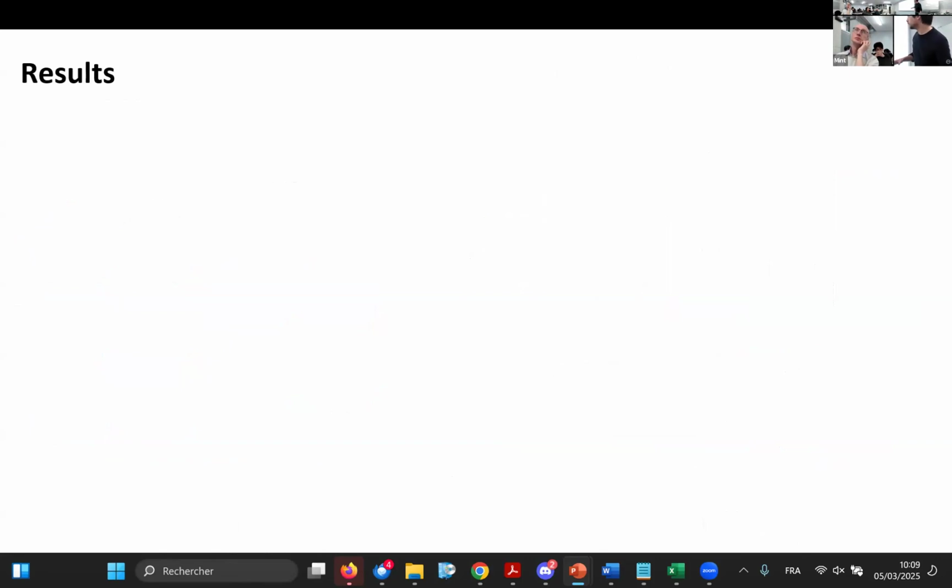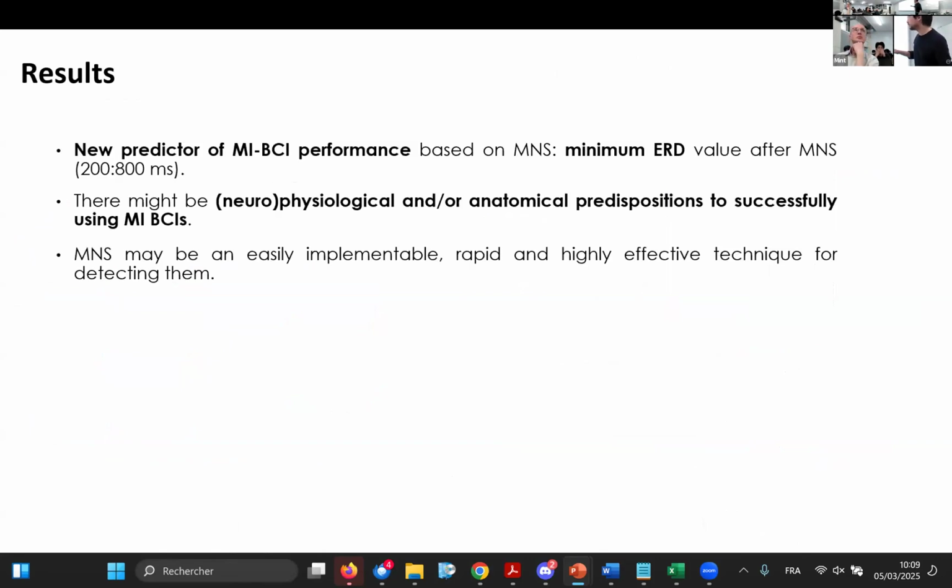So to conclude about this work, we found a new neurophysiological predictor based on median stimulation. So if I stimulate the median nerve and I take between 200 milliseconds and 800 milliseconds after the median stimulation, we have a strong ERD, and we can use it to try to predict BCI performance. In my opinion, it asks a very relevant question about neurophysiological predisposition for a subject to use a motor imagery BCI.